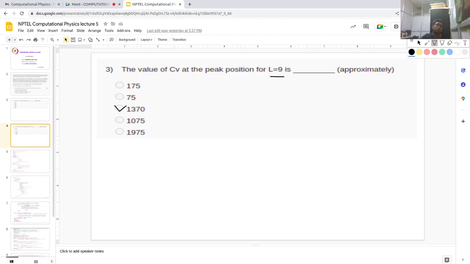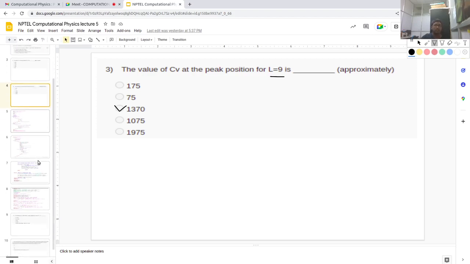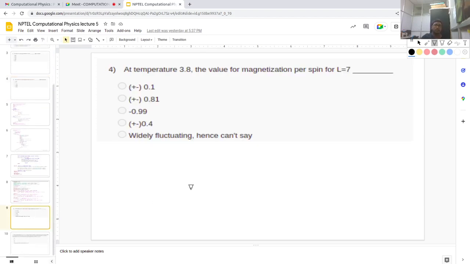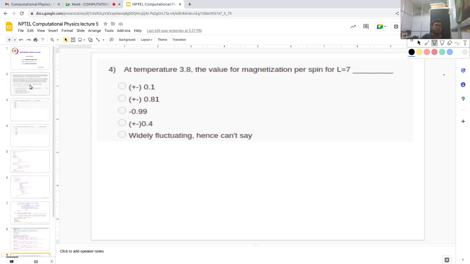Okay, so these are the things I have to discuss in this class. And I have another question here, that at temperature 3.8 the value for magnetization per spin. I have not done this for this class because this part of the code is already provided or already discussed in previous classes, so you can do that easily. Okay, so that's all for today.